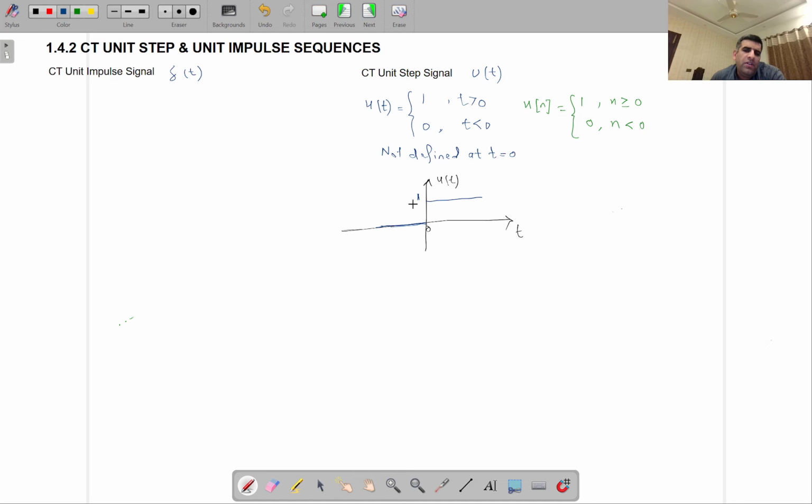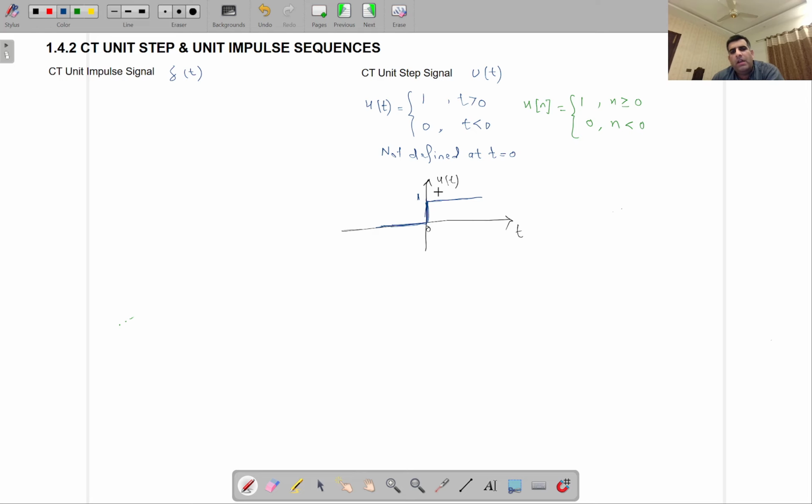At t equal to 0, the signal is not defined, but usually in the Oppenheim book, when we are sketching the unit step signal, we tend to connect these two points. That is also fine. So this is how you are going to plot the unit step signal. It's understood that at t equal to 0 the signal can't have a value of both 0 and 1, so it means it's discontinuous at this time. So this is the visual representation of the unit step signal.